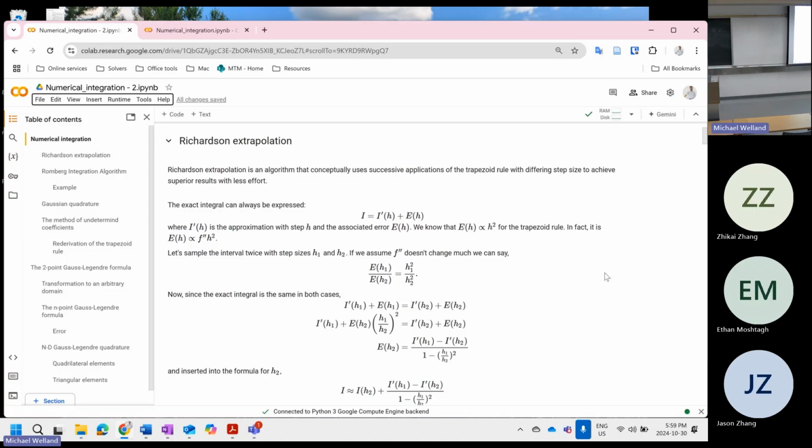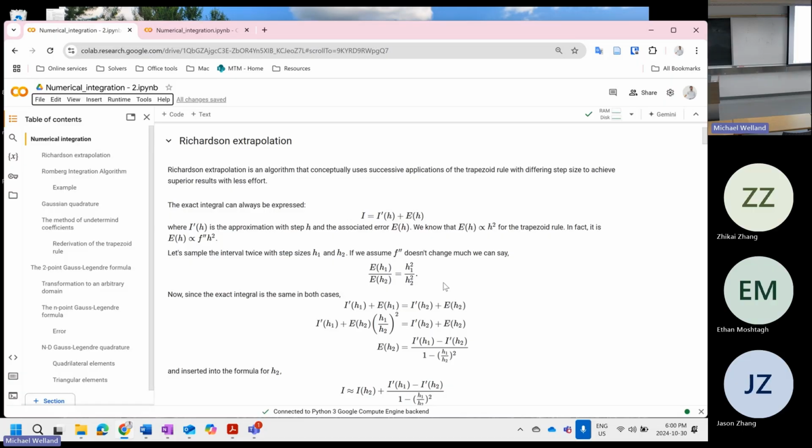If we assume that f double prime doesn't change, and we just resample the same domain, before we did it like this, now we do it like this. Let me try and clean that up. So this is h1, this is h2. We can compare those answers. And we know that they're both approximations of the same exact integral. Okay?